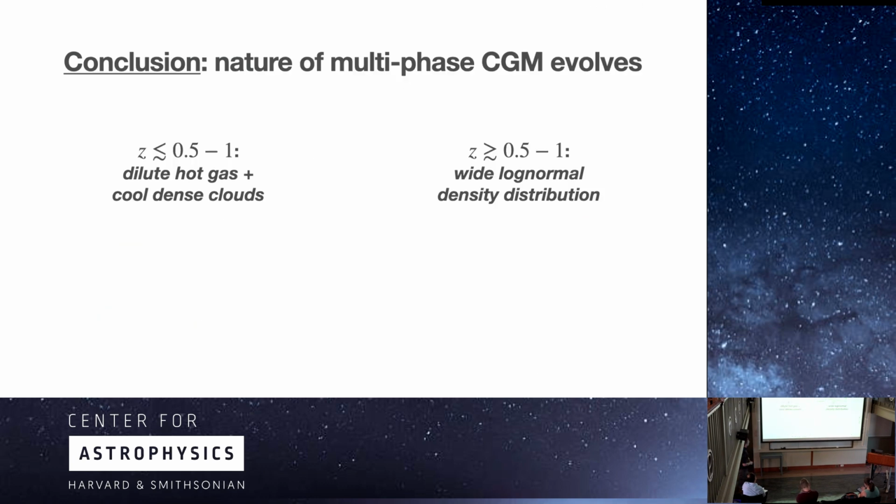So the conclusion is that, at least in the FIRE simulations, at Milky Way mass scale and small CGM radii, there is an evolution of the nature of the multi-phase CGM. At low redshift, near redshift 0, we have a dilute hot gas volume filling phase with cool dense clouds and maybe the interfaces between these media. But at higher redshift, we simply have a wide log normal density distribution, nothing like the cloud and volume filling phase picture. So this is the picture we suggest.